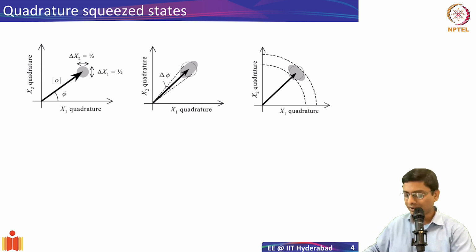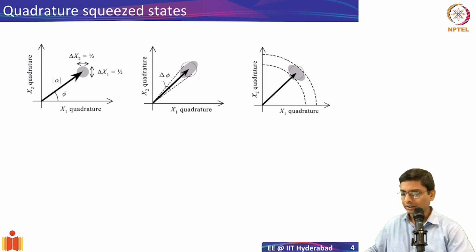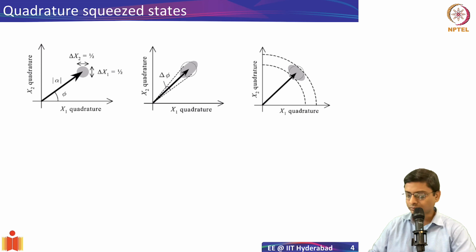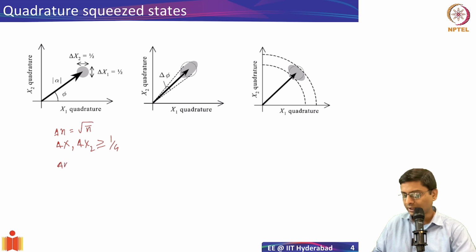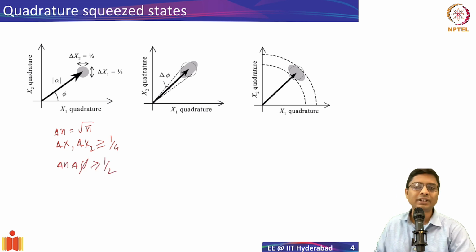So the first scenario is your regular quadrature squeezed states, right? Correct. So what do I have? So if I have the left, so this is my coherent state. So my delta n is going to be square root of the average photon number, and the uncertainty relation holds. I mean, what are the uncertainty relations? Delta x1, delta x2 should be greater than or equal to 1/4, and delta n, delta phi should be greater than half, right? These are the uncertainty relations.